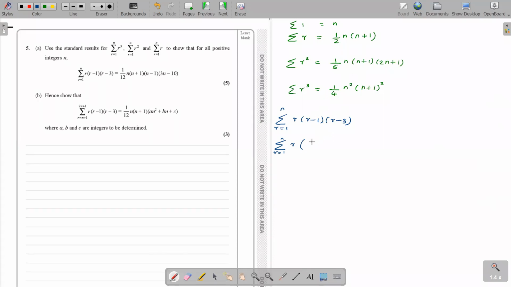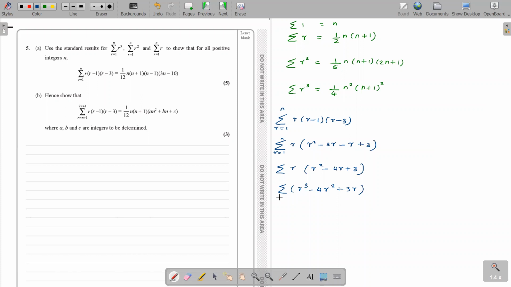is r into r is r square, r into minus 3 is minus 3r, minus 1 into r is minus 1r, minus 1 into minus 3 is plus 3. So basically we get summation r times r square minus 4r plus 3. Now opening inside with the r, we get here r cube minus 4r square plus 3r.